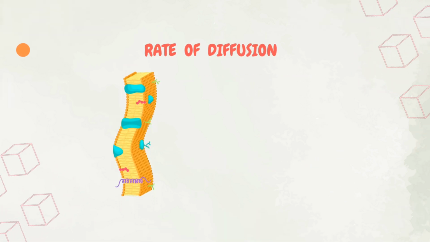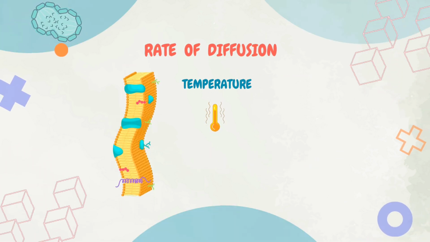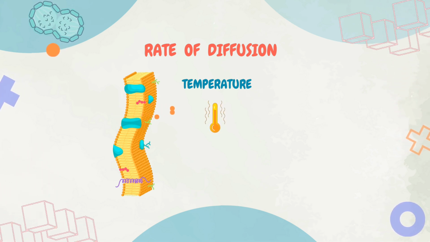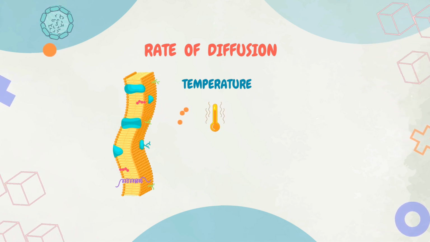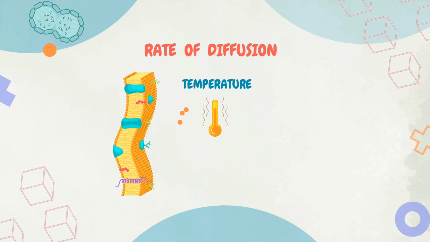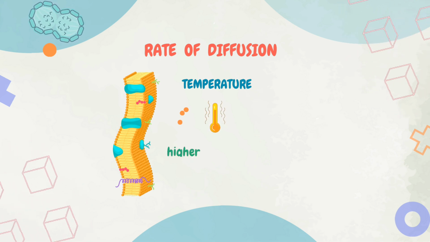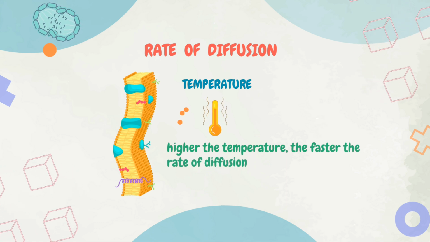The third factor is temperature. Temperature increases the movement of substances. Substances diffuse across the cell membrane faster if the temperature surrounding the cell is higher and slowly if the temperature is lower, as long as the cell is not denatured. Therefore, the higher the temperature, the faster the rate of diffusion.